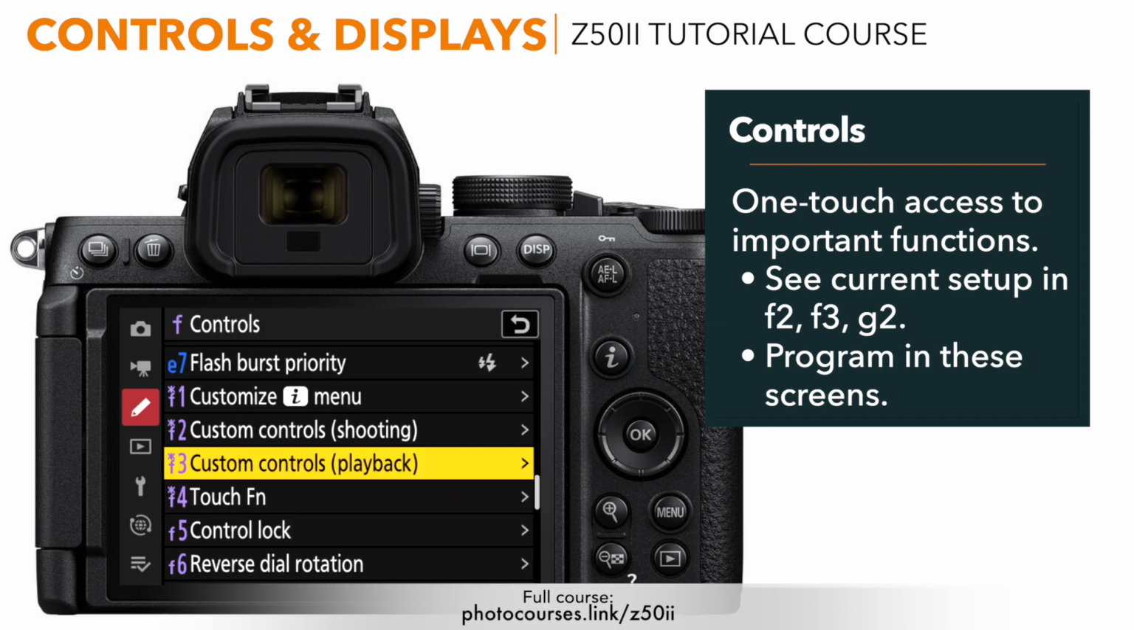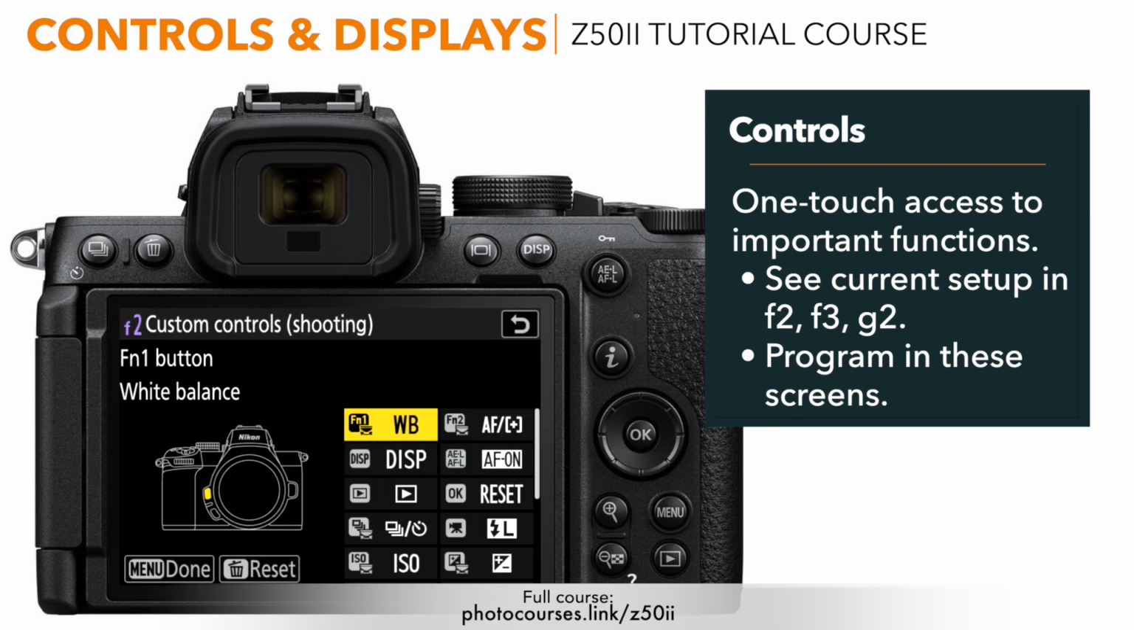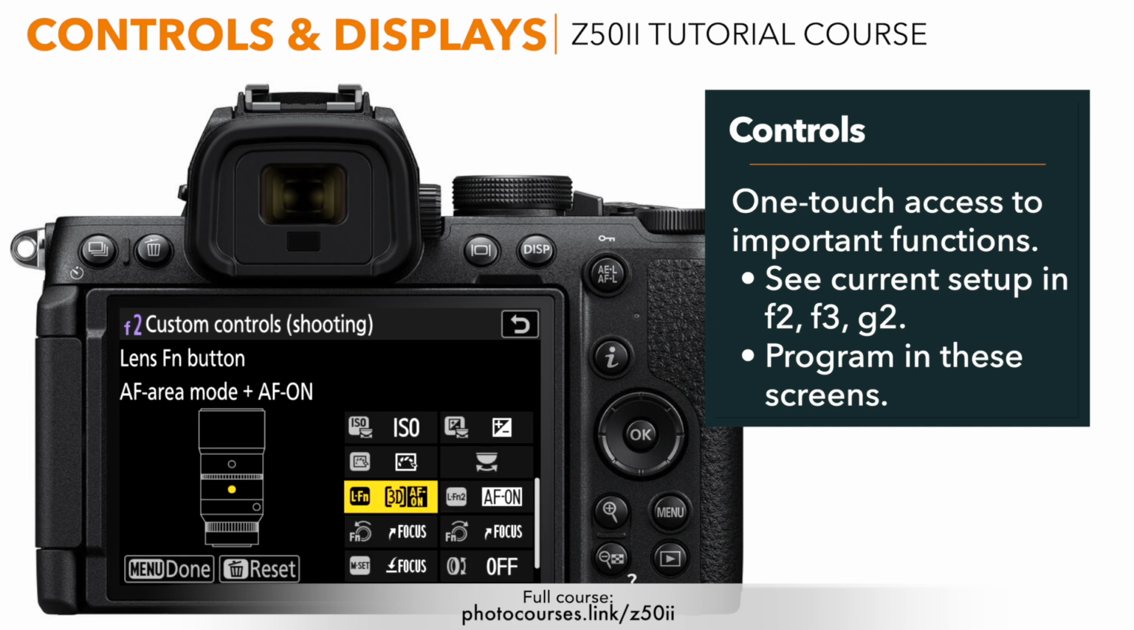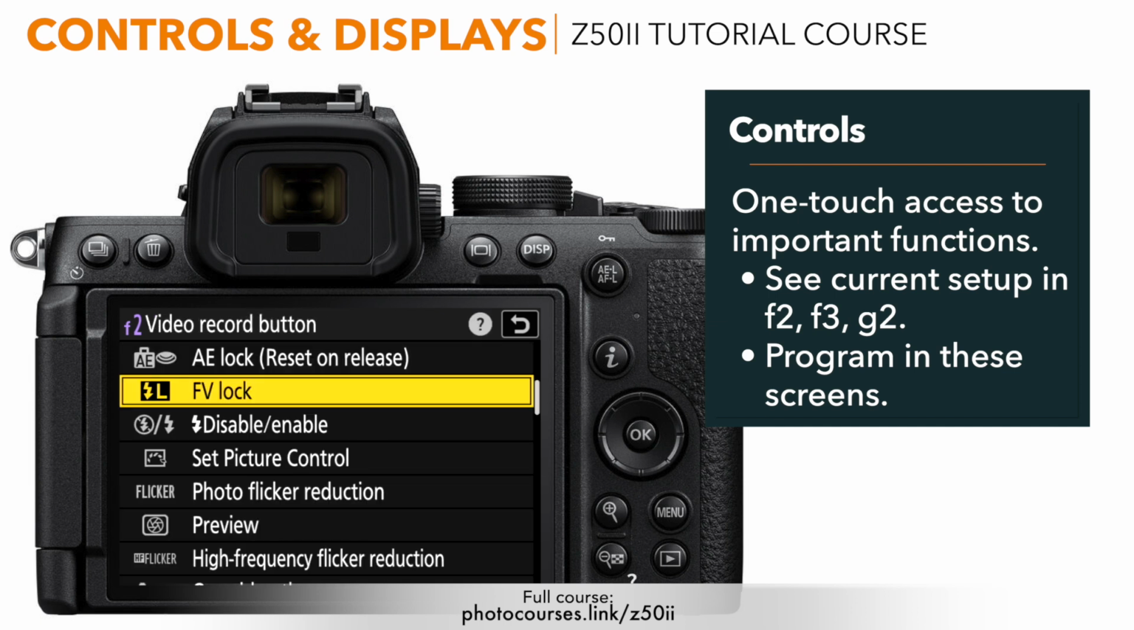Anytime you want a reminder of what your controls do, this is where you can come. Or if you want to change how something is set up, you'll also come into these menus. You can just tap on or highlight and press OK to see what these functions are. Different functions are available for each control, and this is going to vary between shooting, playback, and movie modes. For example, you will see different functions available for the Lens FN button and the video recording button. So it's going to require that you go through each control to see what's available for that control.